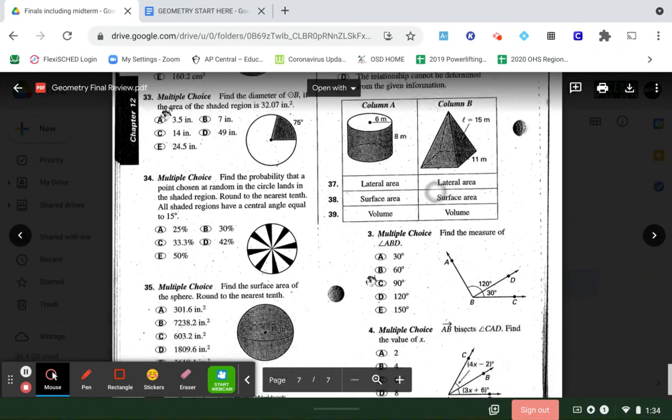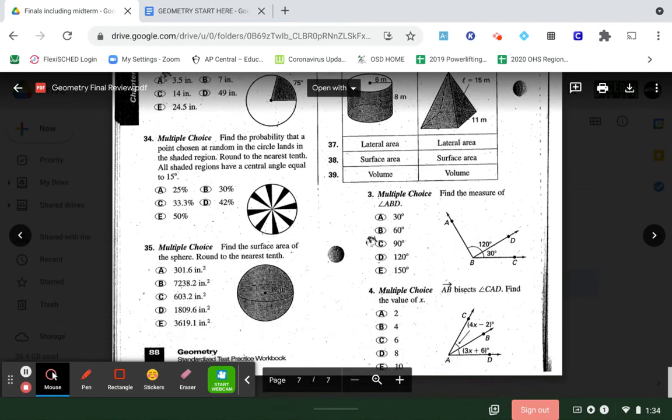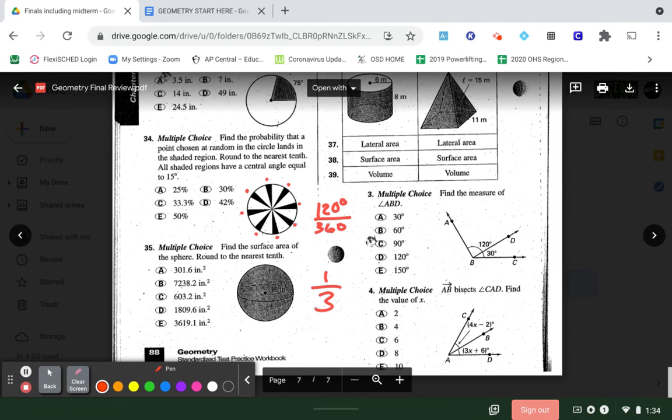All right. So now I'm going to slide down. Number 34, probability. So these look to be, find the probability, there's white, and then the shaded region, round to the nearest tenth. All shaded regions have a central angle equal to 15. So 15, 30, 45, 60, 75, 90, 105, 120. So we have 120 degrees out of the total 360. So that comes out to be 1/3. So the probability that it lands in the shaded region is 33.3%.